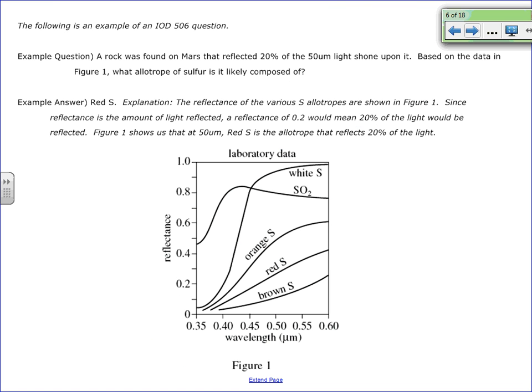So let's take a look at the example question. A rock was found on Mars that reflected 20% of the 50 micrometer light shone upon it. All right, this is an ACT-style question. So here's our new information right here. Based on the data in figure 1, what allotrope of sulfur is it most likely composed of? All right, so we need to use our new information about this rock found on Mars, combine it with the information we already know in figure 1 in order to get the answer. All right, how would we get this answer? First off, what is the answer here? What allotrope of sulfur is it?